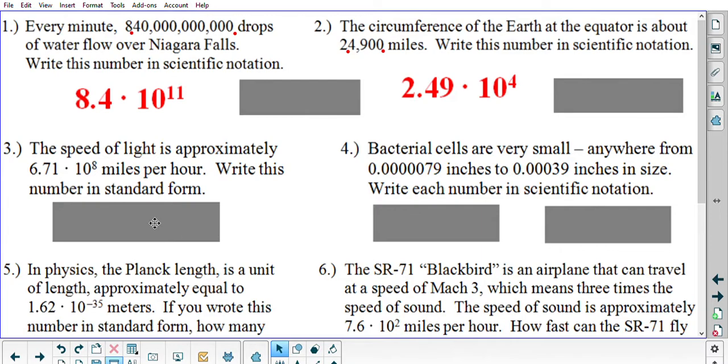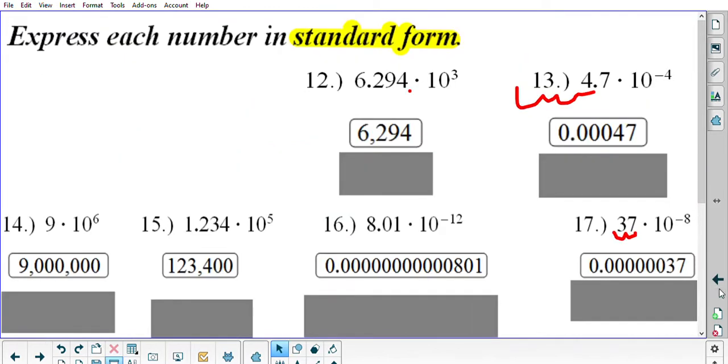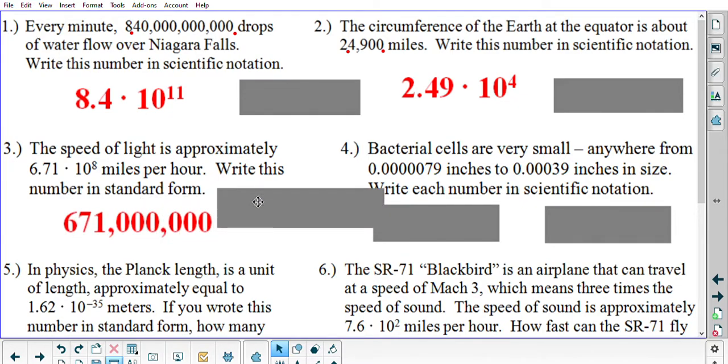Problem number 3, the speed of light is approximately 6.71 times 10 to the 8th miles per hour. We're going to write this number in standard form. When you multiply times 10 to a positive exponent, just like we learned above, it's going to make the decimal point move to the right that number of spaces. Now the first 2 spaces of the 8 will go past the 7 and the 1, which means there's 6 more spaces you need after it, which is why you will notice here this number has 6 zeros to the right of the 7 and the 1, which makes it 671,000, sorry, not thousand, million miles per hour.